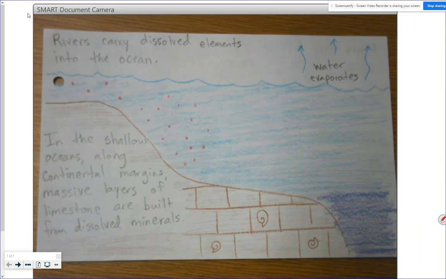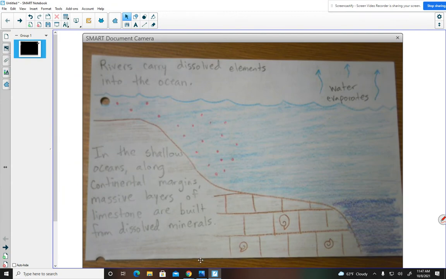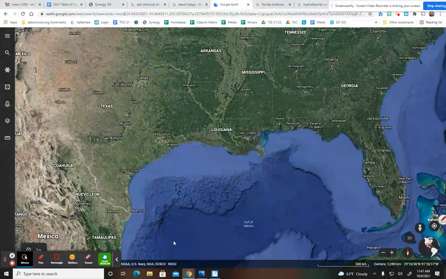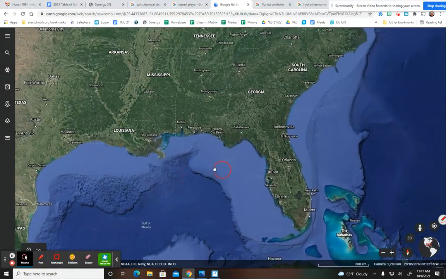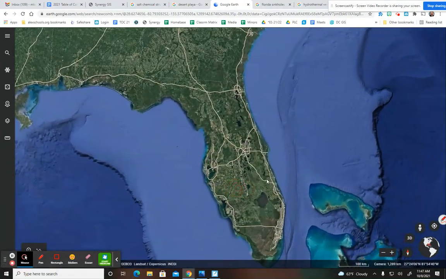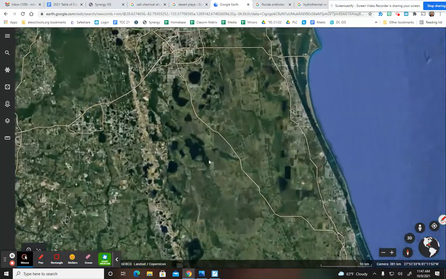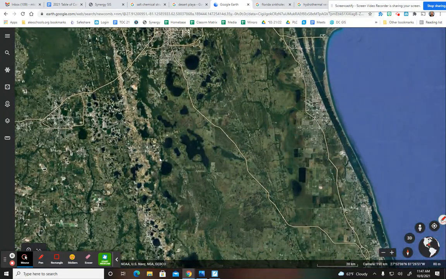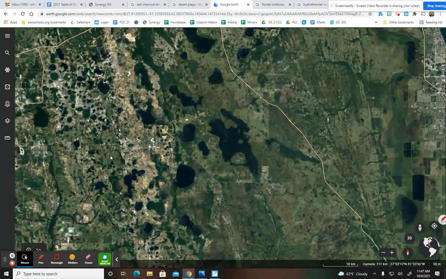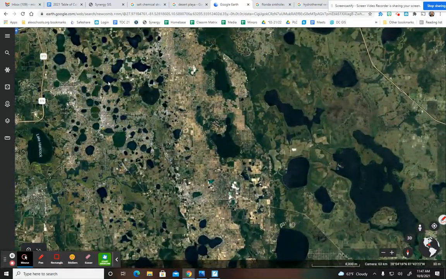So I want to check out a spot. We'll come back to this in class in a minute so you guys can continue drawing. But I want to show you a spot where you would find lots of this limestone. Florida. The panhandle of Florida here is pretty much all built of limestone. And that's kind of a bad thing because limestone is easily dissolved by even rainwater, which is a little bit acidic.